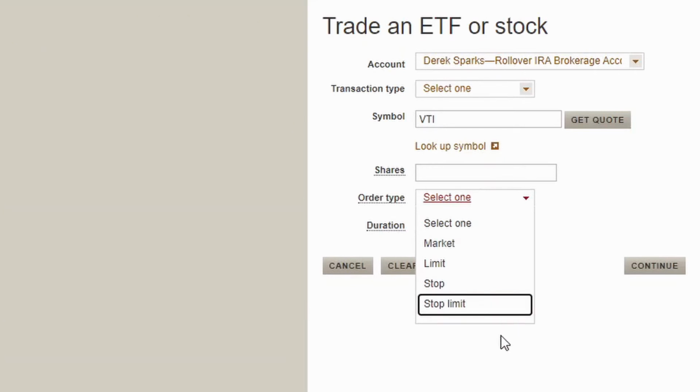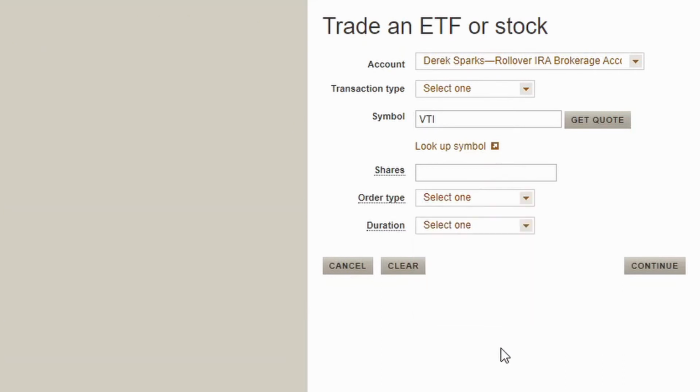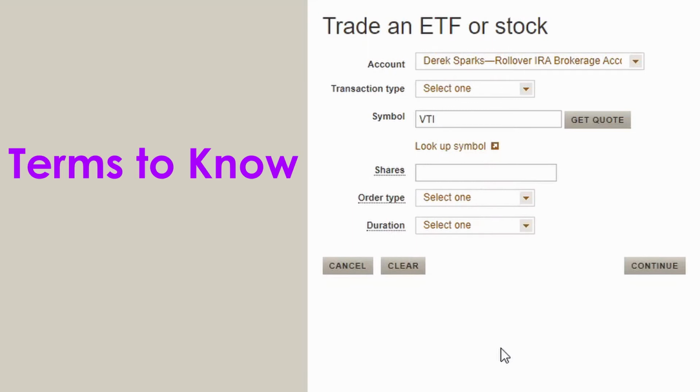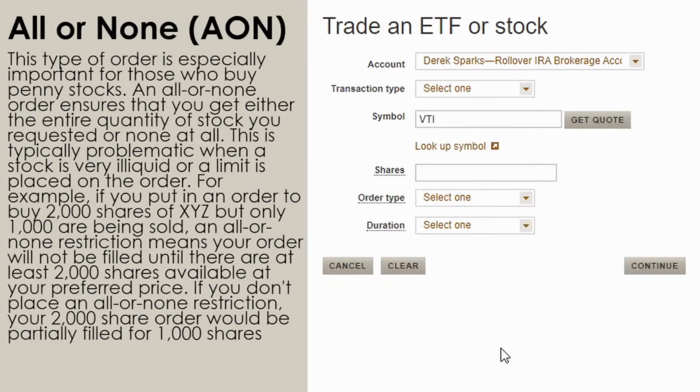So that's the last of the order types here, but I do want to give a few terms that you'll probably come across in your trading. The first one is all or none, abbreviated as AON. This type of order is essentially important for those who buy low value stocks like penny stocks. An all or none order ensures that you get either the entire quantity of stock you requested or none at all. This is typically problematic when a stock is very illiquid or a limit is placed on the order.